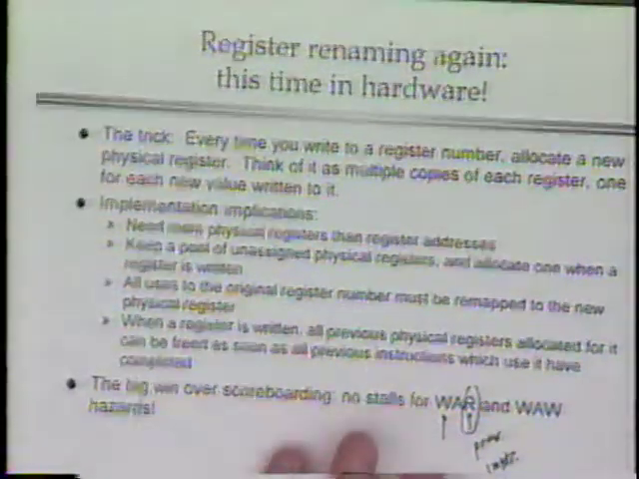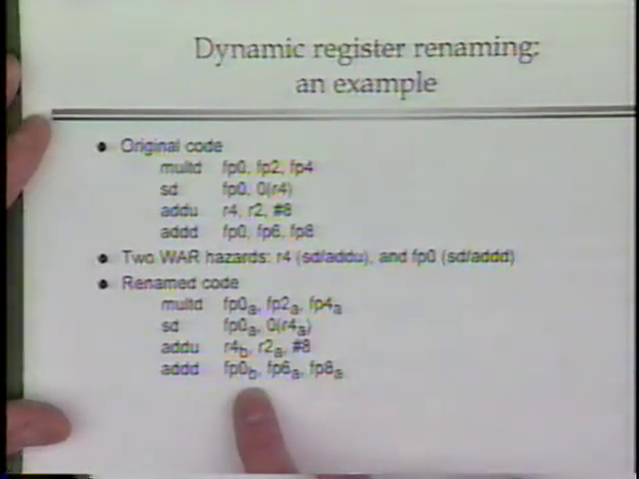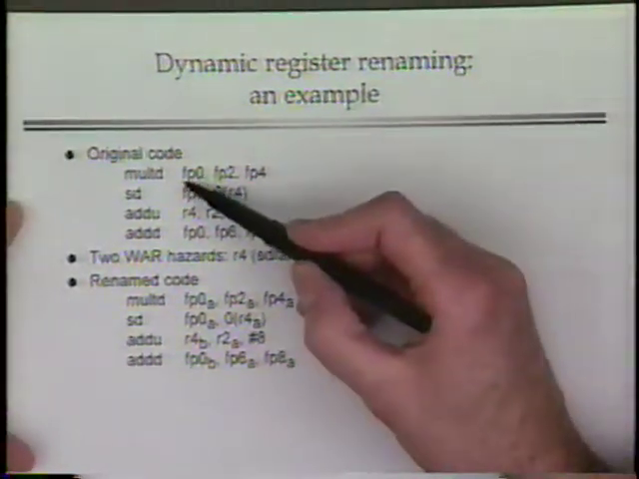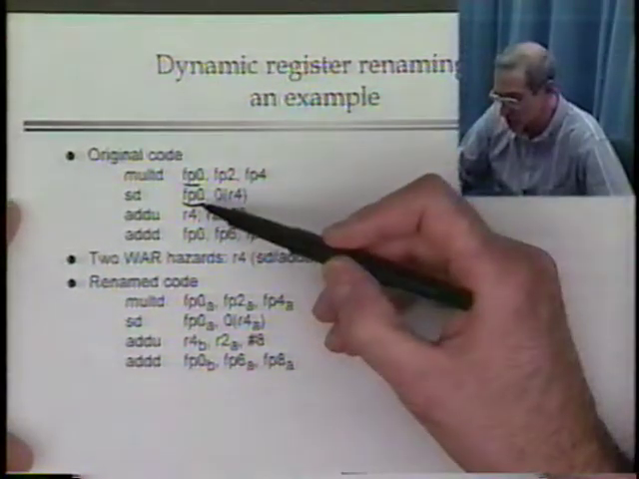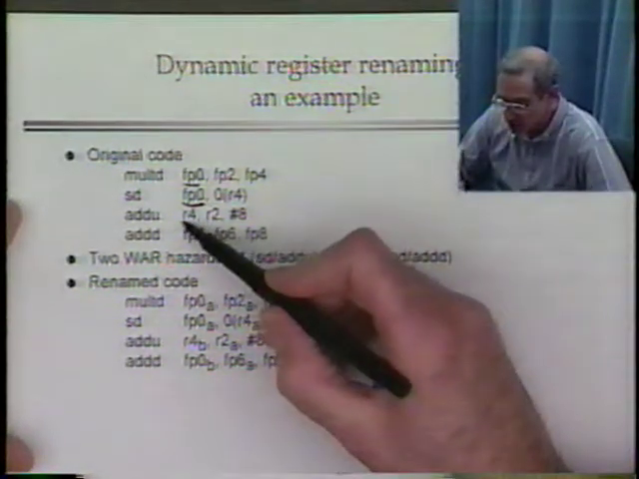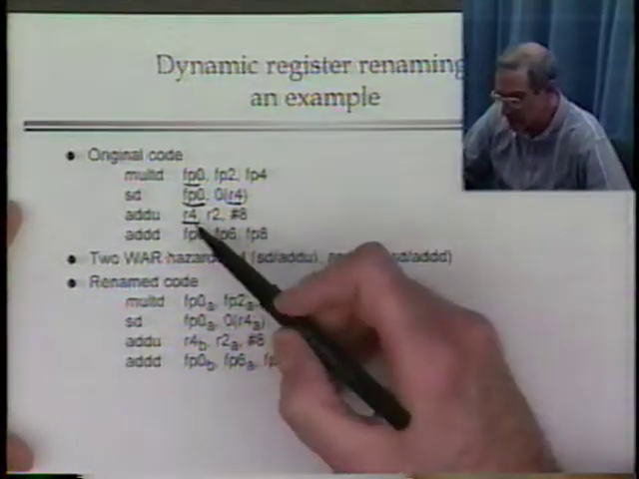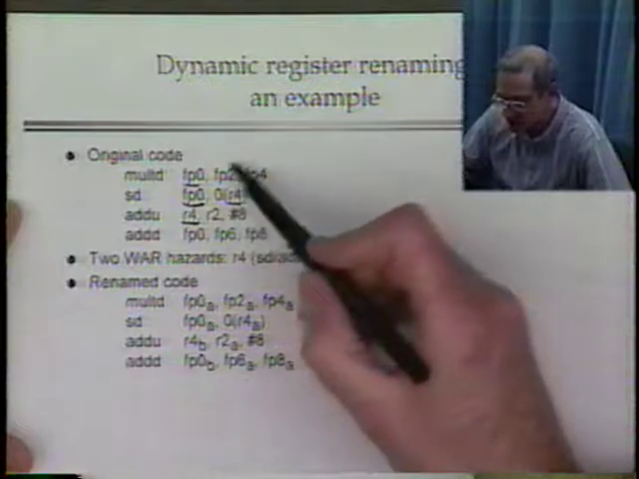Just to bring this home, let's look at a piece of code and imagine in the software sense renaming the registers, but in fact we're just going to tag the registers with different numbers. Here's a case where we're doing a multiply into floating point register 0, and we have a read after write data dependency here. The store is going to be using floating point register 0. Well, that's not a problem. We do, however, have a problem here. We have a write after read dependency because the store uses register 4, but the add is going to deposit something into register 4.